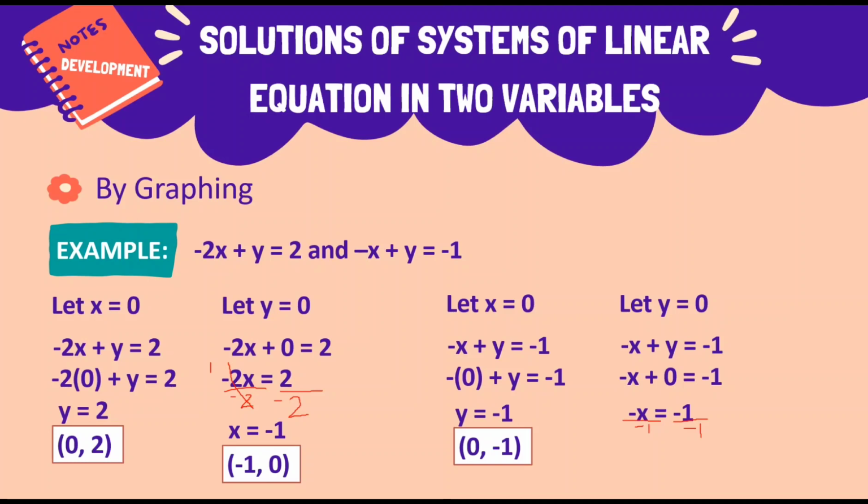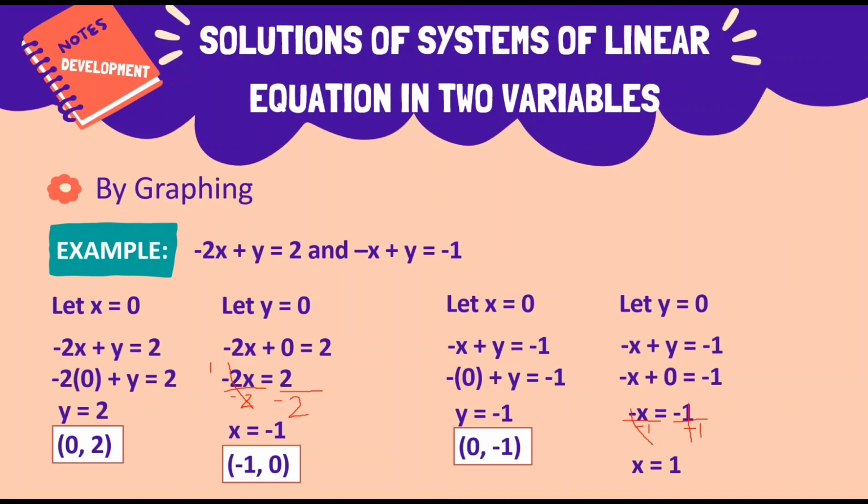Ayan. So, we have negative times negative, negative divided by negative, we have positive. So, pwede natin siya i-cancel. And then, negative 1 divided by negative 1, it becomes positive 1. So, cancel natin yung negative. So, it becomes x is equal to positive 1.